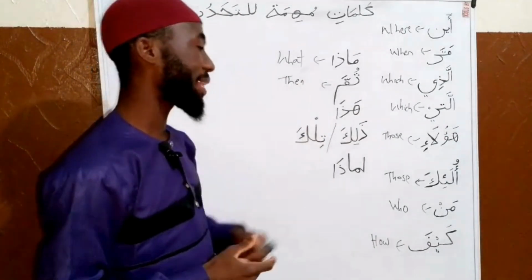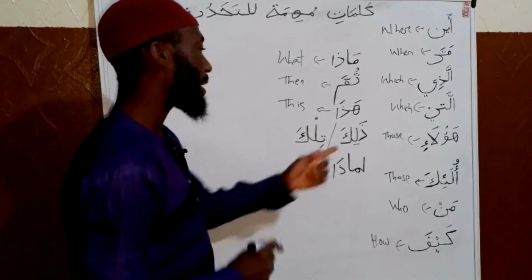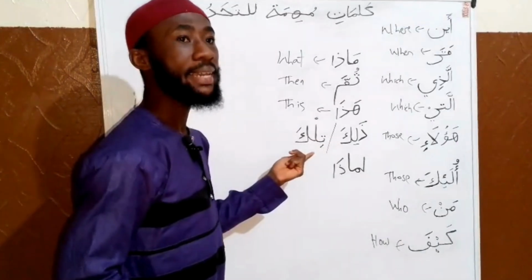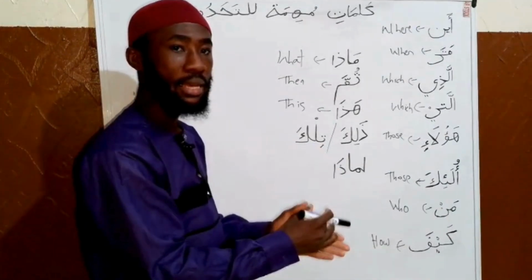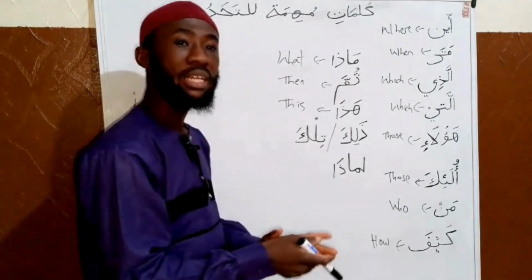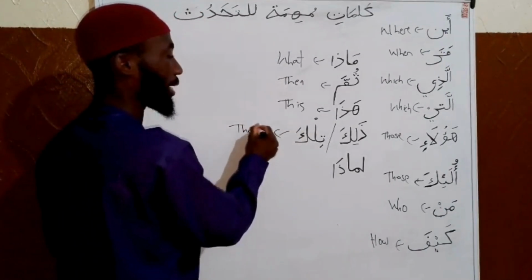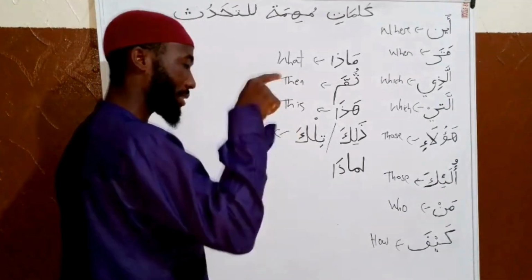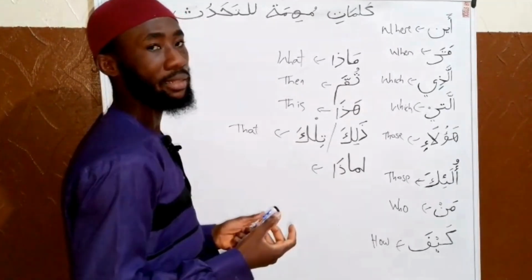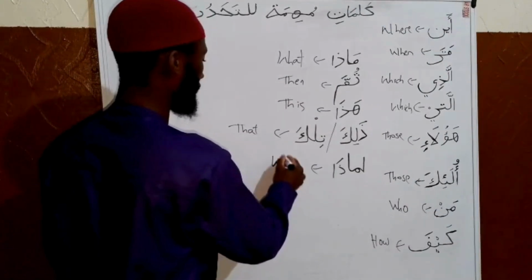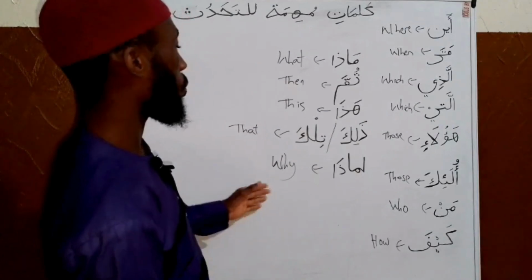Then we have hada. Hada means this. Then we have dhalika and tilka. These two words, kalimatani, have the same meaning. They mean that, and they are also demonstrative nouns. Then we have limada. Limada means why.